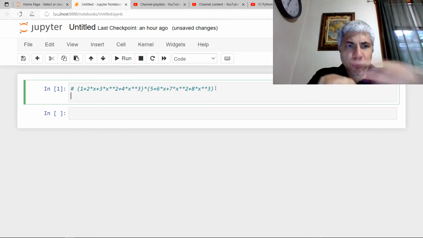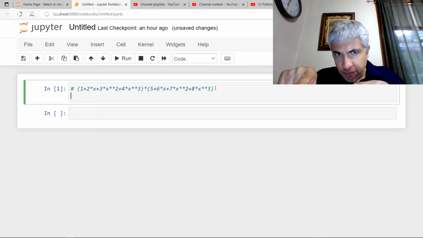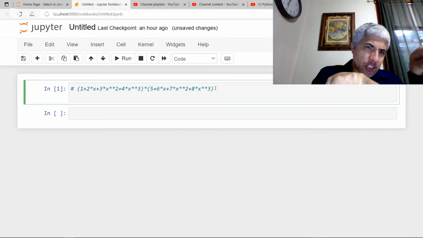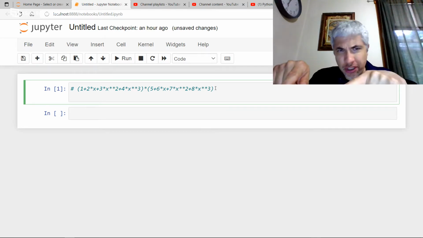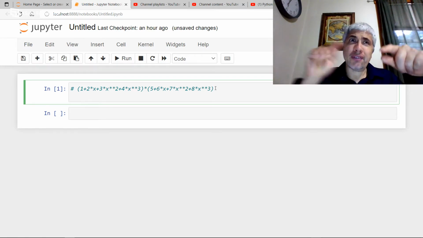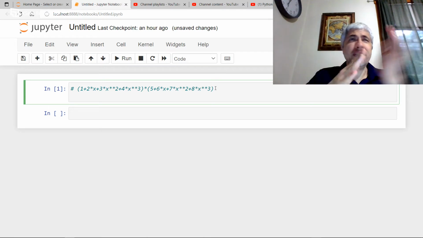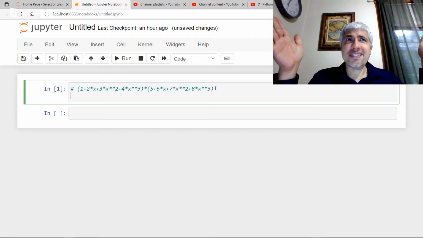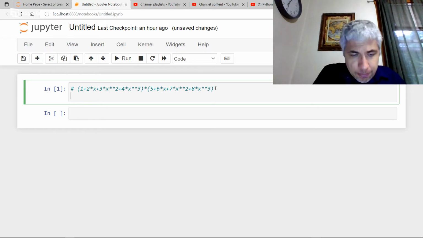Because I have 4 terms over there and 4 terms over there, and I have to multiply each term on the left times each term on the right. So I'm going to get 4 plus 4 plus 4 plus 4, 16 different things, and then I have to successfully add them all up. I don't like that. But suppose I just wanted to find the coefficient of x cubed.